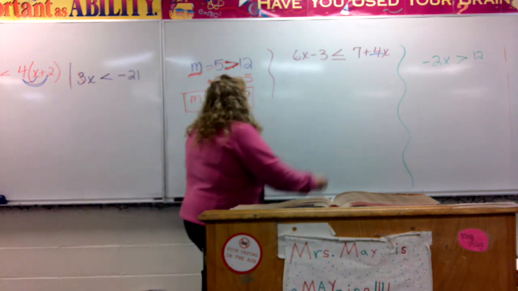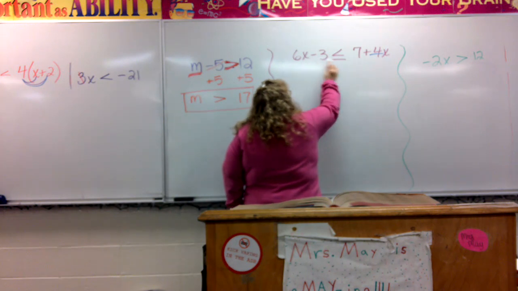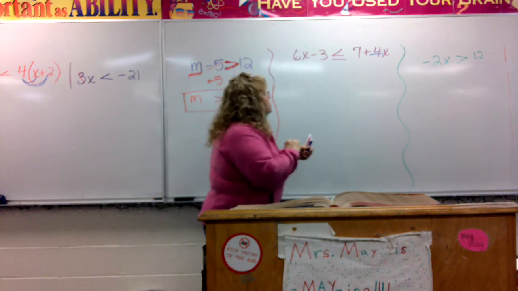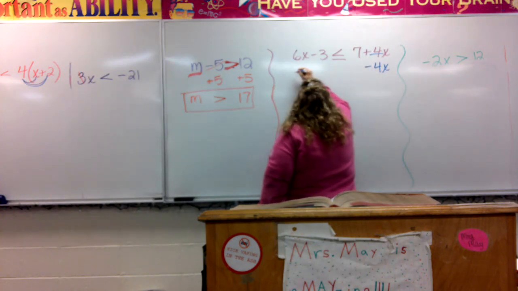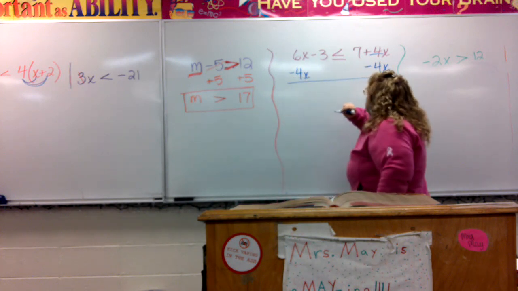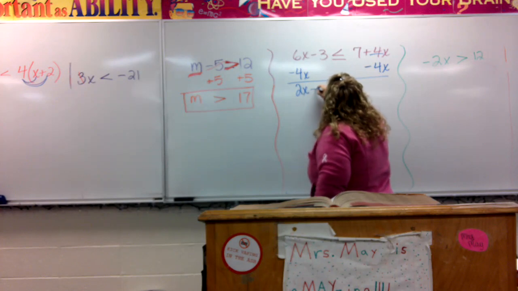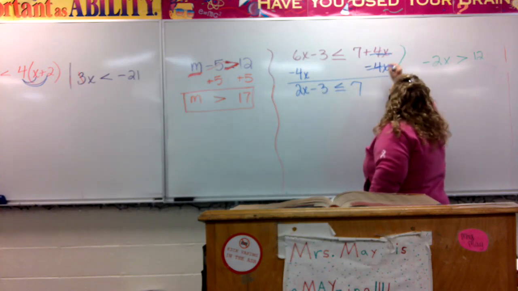So how would I solve this one then? You have to get all the x's together. How do you get all the x's together? I think I would minus 4x, minus 4x. Is that what you would do? 6x take away 4x? 2x, I've got a -3. And these cancel.